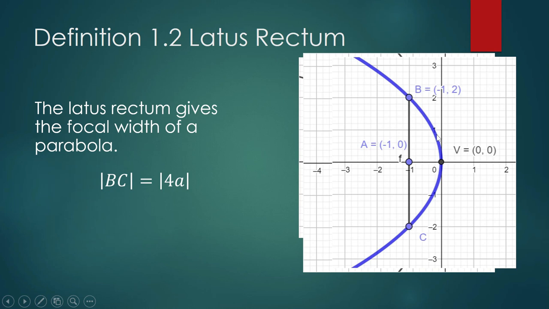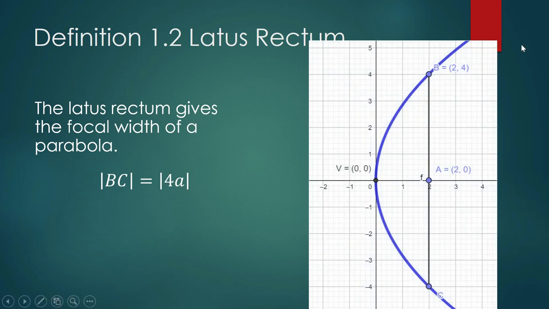So if we shall investigate this parabola, what is the focal width of this parabola? Well, you count how long is that line segment. Okay, so 1, 2, 3, 4. Or you can use this. It's equal to the absolute value of 4 times a. What is a? a is the directed distance of your focus from the vertex. It's -1 here. This length is the absolute value of 4 times -1, so it's going to be 4.